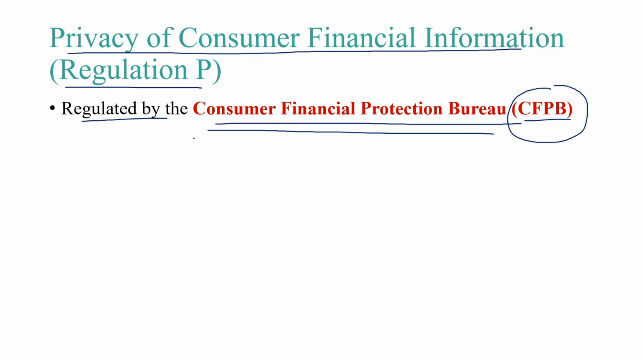So the Privacy of Consumer Financial Information is also known as Regulation P. It has a letter, that letter is P, and therefore it's regulated by the Consumer Financial Protection Bureau. This applies to other regulations as well. So Regulation Z, or TILA, the Truth in Lending Act, is also regulated by the CFPB. It has a letter, that letter is Z, and therefore it's regulated by the CFPB.